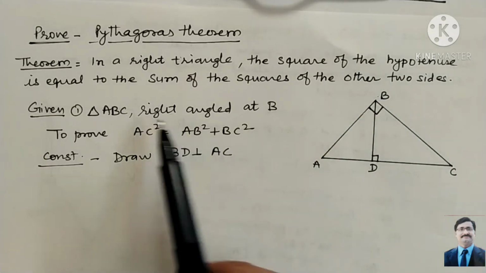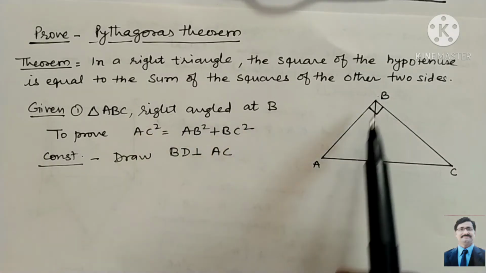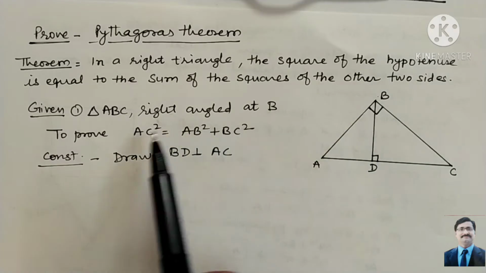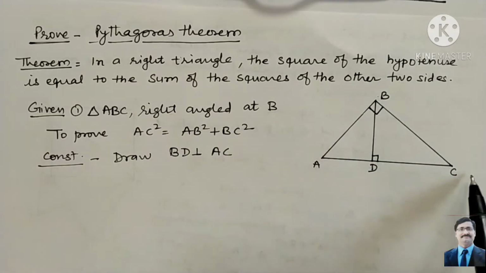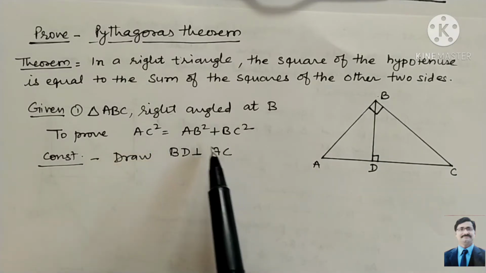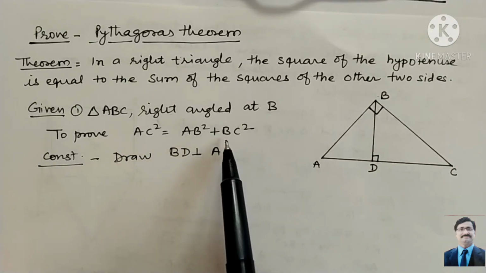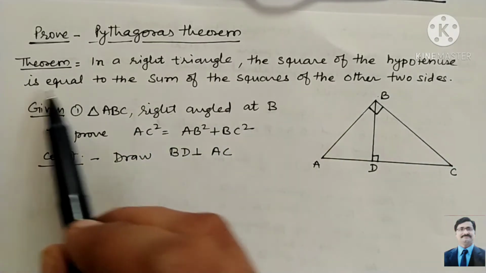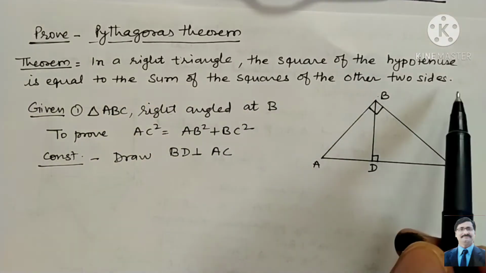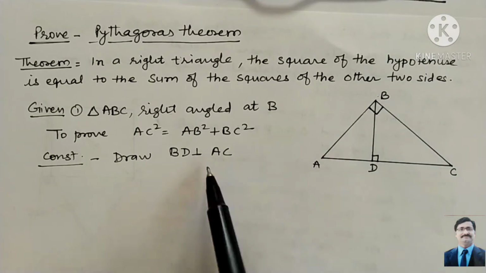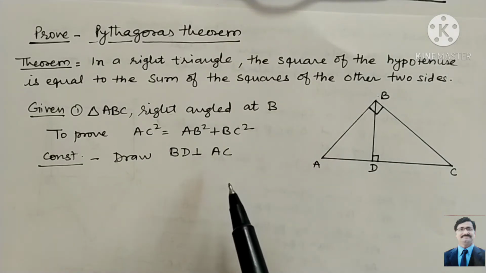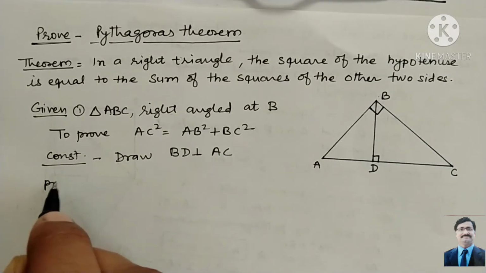ABC is a right angle triangle, right angled at B, and we have to prove that the hypotenuse of this triangle ABC, which is AC, satisfies AC square equal to AB square plus BC square. It is given that the hypotenuse square is equal to the sum of squares of the other two sides. We will draw BD perpendicular to AC, and now we will do the proof.